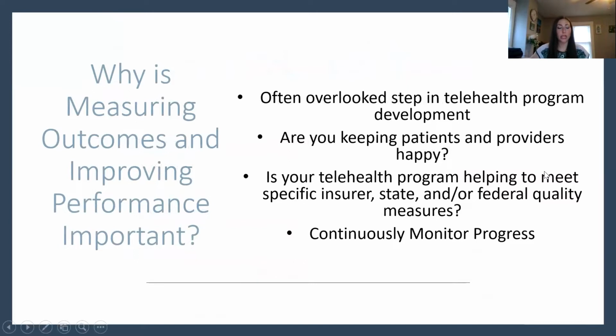So why is measuring outcomes and improving performance important? You think, your telehealth program is up and running, patients are enjoying the service, workflows are operating smoothly, the hard part must be over, right? Not exactly. Developing a performance monitoring plan for your telehealth program is an often overlooked step, but a necessary one to determine if you're successfully meeting certain objectives. Quality improvement of your telehealth program is necessary for optimal performance and both patient and provider satisfaction.